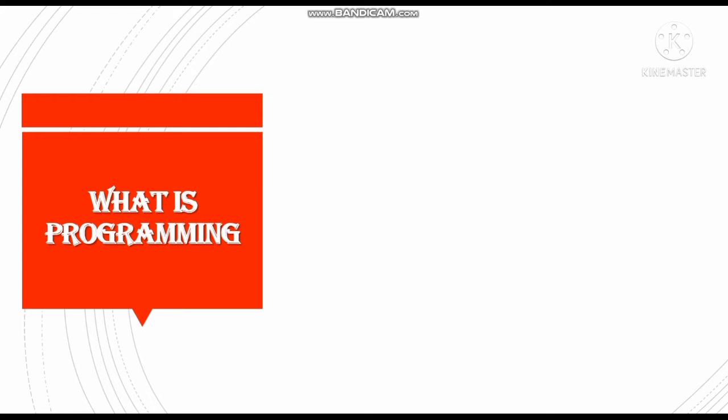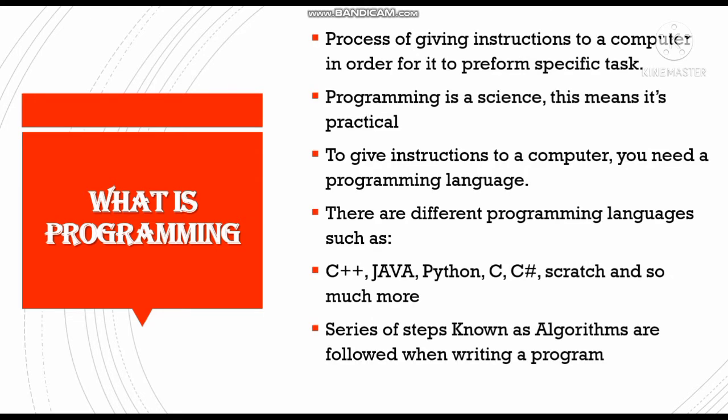Before I define programming, first I want us to understand the short form of it. A program. What is a program? A program is simply a set of instructions that has been written to achieve a specific task. Or let me say, a program is a set of instructions that are written in a computer in order for them to achieve a specific task. Programming is the process of writing the program. A program is a set of instructions that performs a specific task. Programming is the process of writing those instructions.